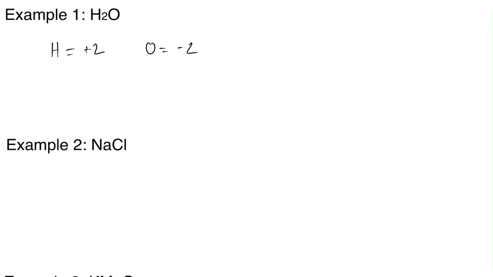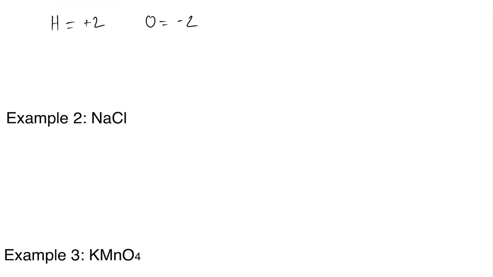Let's try NaCl. So sodium is in group 1 of the periodic table, so it has an oxidation number of +1. And then chlorine is a halogen, so it has an oxidation number of -1. And this makes sense, since even if we didn't know that, this would give the entire compound a total oxidation number of 0.